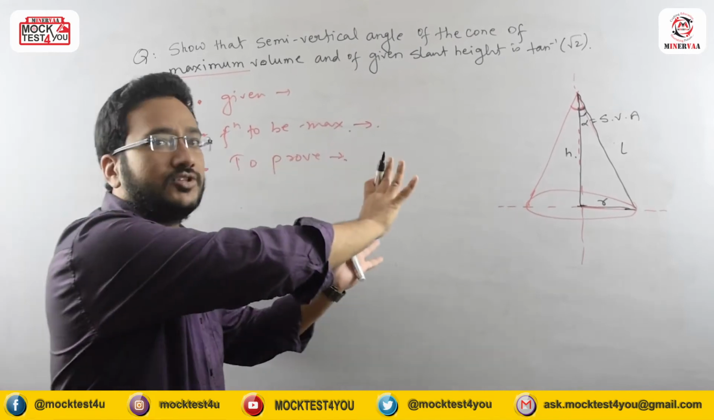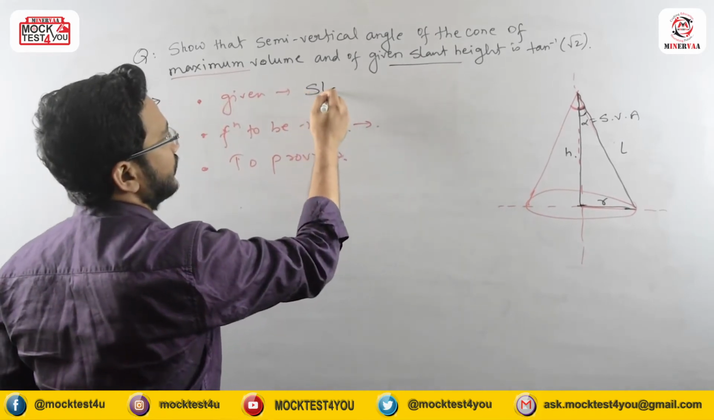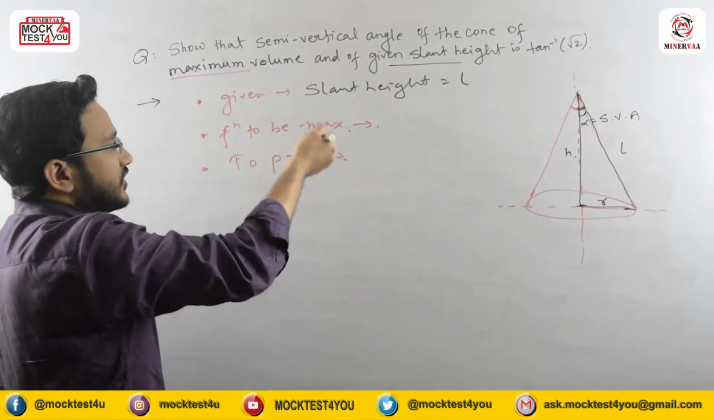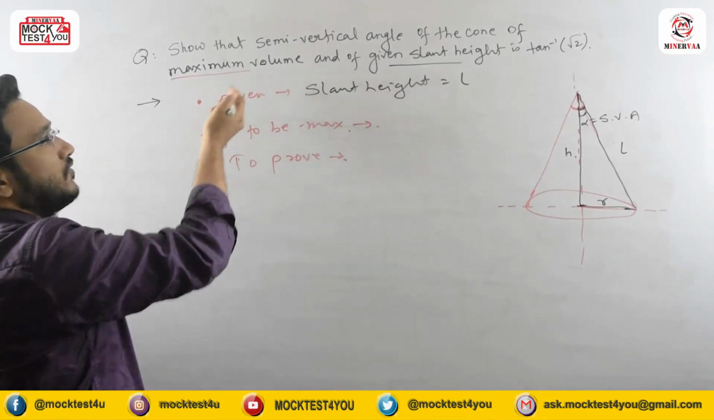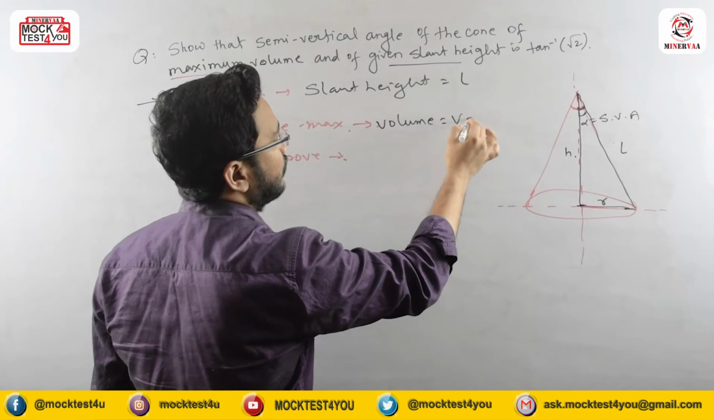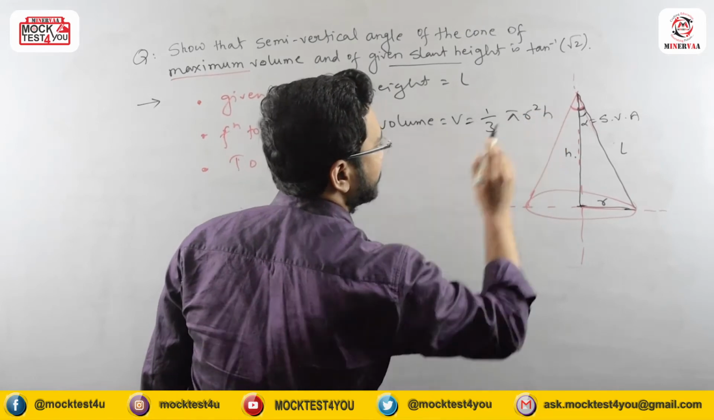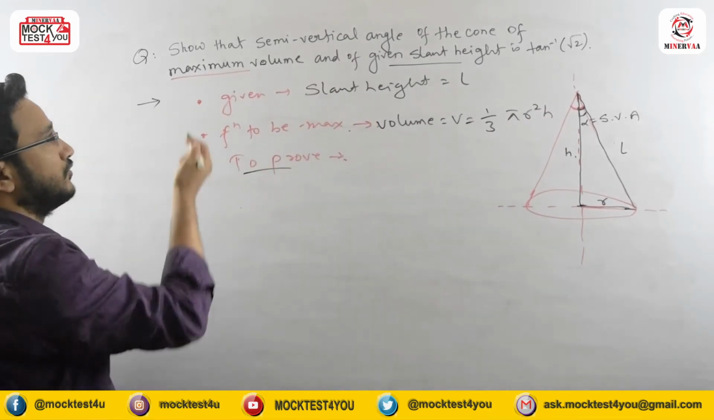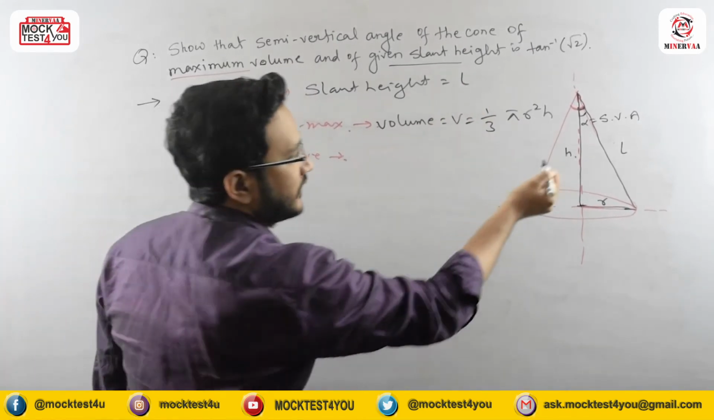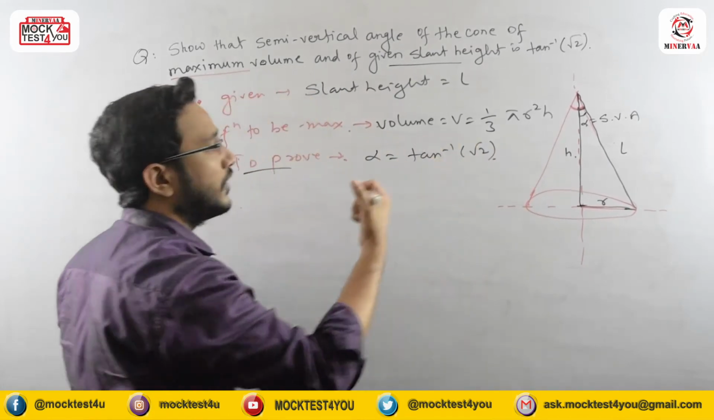We will come to this afterwards. Let's see what is given here. Slant height is given. Let's take this slant height as L. The function to be maximized is the volume, as you can see from the question. The volume of a cone is nothing but 1/3 pi r square h. Now what you have to prove? The semi-vertical angle alpha is equal to tan inverse of root 2. This is what you have to prove.